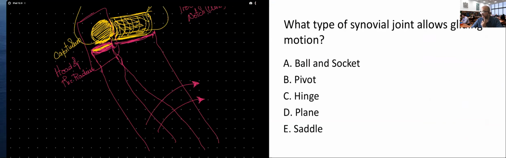All right, so for the first in-class question today: what type of synovial joint allows gliding motion? What do you think? Ball and socket? Remember, it allows flexion, extension, abduction, adduction, and rotational movement. So no gliding movement. Pivot joint allows the rotation of the radius, if you remember, around the ulna. It's not a gliding motion.